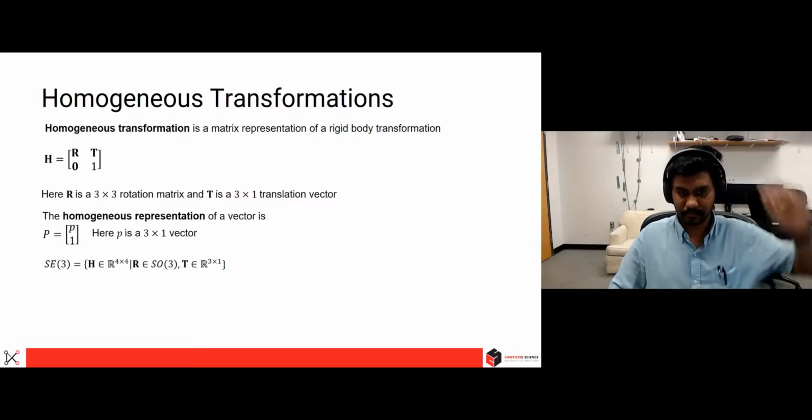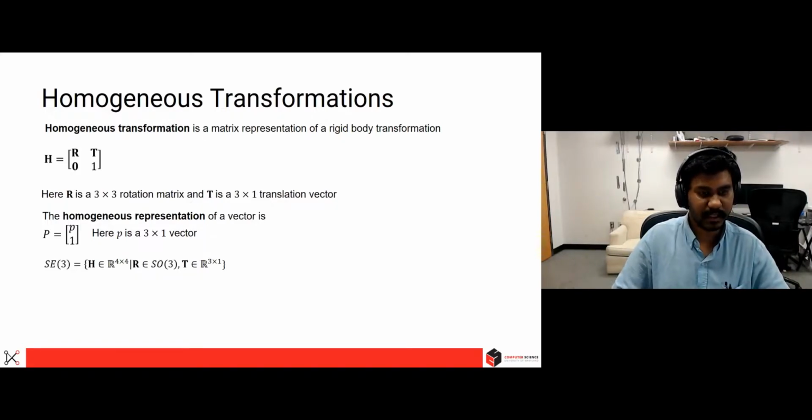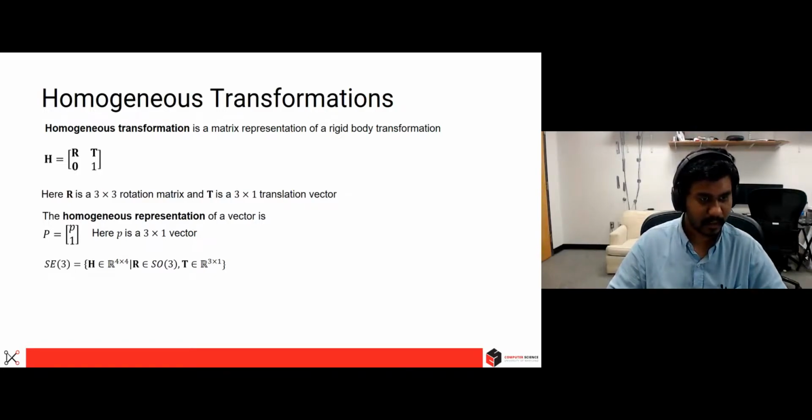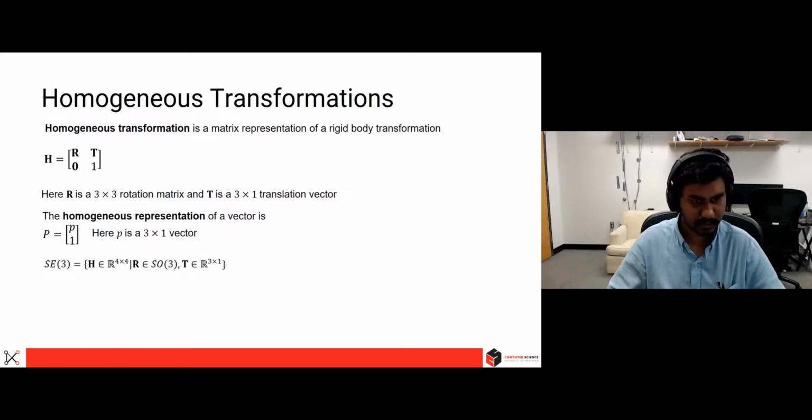Now let's rewind what we studied about homogeneous transformations for a second. If you do not remember any of these equations, please go back to the previous lectures and go through the homogeneous transformations. The homogeneous transformation matrix represents the rigid body transformation and is characterized by a 4 by 4 matrix where the first 3 by 3 is a rotation matrix and the last column, first three rows are basically the translation vector and the bottom row is 0, 0, 0, 1. And homogeneous representation of any vector is basically appending 1 to the vector, in effect making it a 4 by 1 vector, and that is shown here.